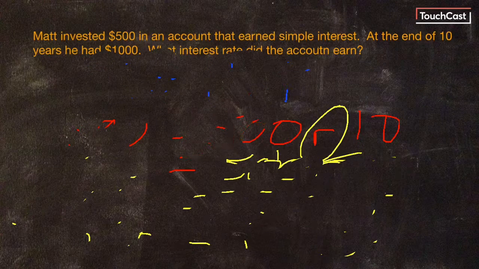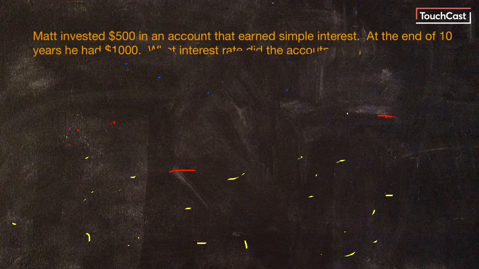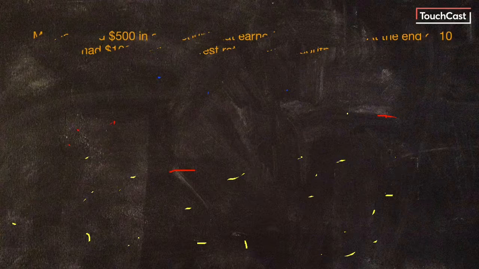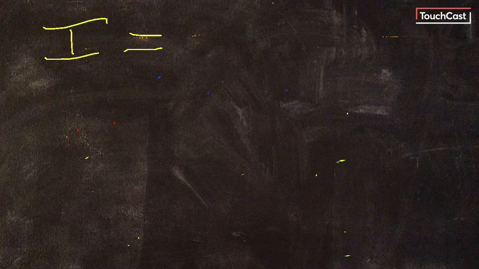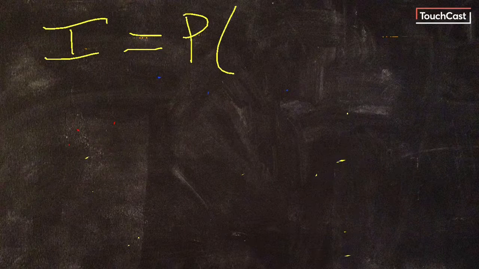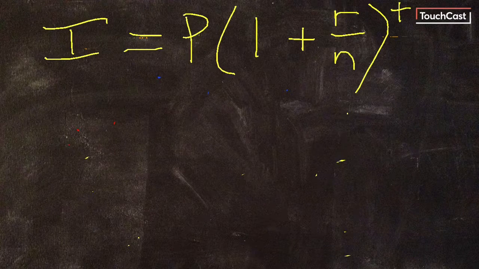So let me just erase this. Okay, so let's say we know some information, but we are trying to figure out other information for the compound interest formula. In today's lesson, you're going to be looking at a formula that looks like this. I equals P times 1 plus the interest rate divided by the number of times in a year it's compounded, to the power of T, which is the number of years.